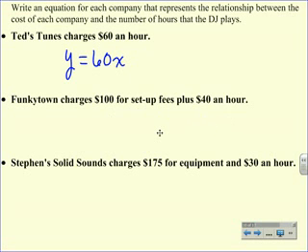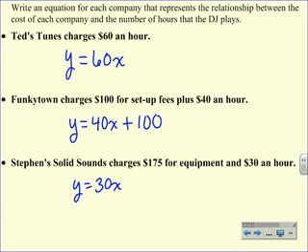Funky Town charges $100 for setup fees plus $40 an hour. Raise your hand and tell me what that equation is going to look like. Don't forget your y equals. Y equals 40x plus 100 is correct. And Steven Solid Sounds charges $175 for equipment and $30 an hour. Good. Y equals 30x plus 175. So make sure you have these 3 equations down in your notes at this time because we're going to be using them for our next part.